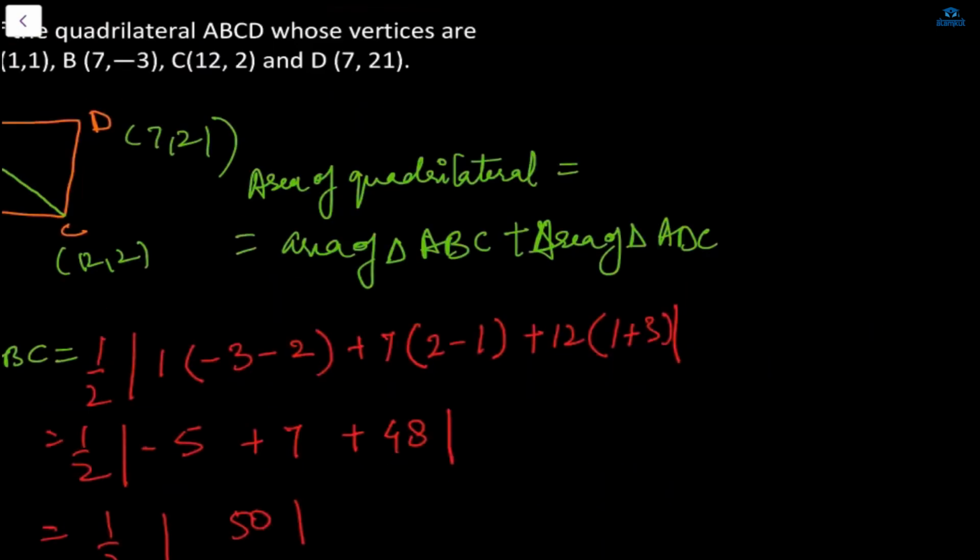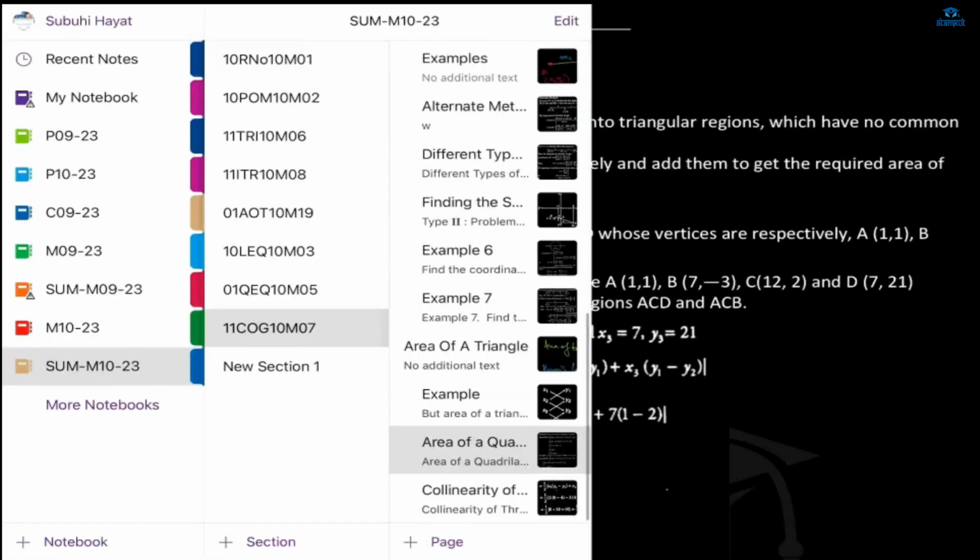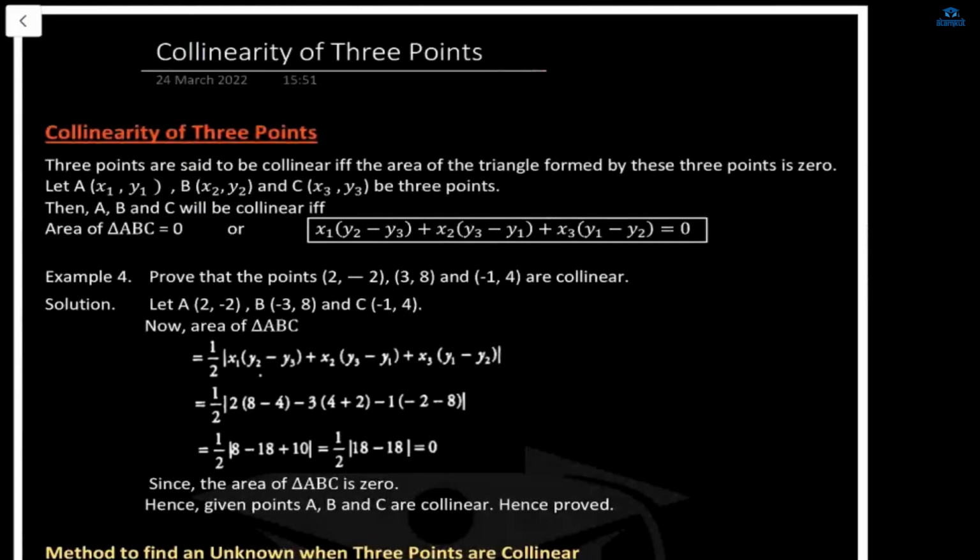Now comes one of the concepts: collinearity of 3 points. When we are checking the collinearity of 3 points, the three points are given and it is asked in the question whether they are collinear or not. When you find the area of the triangle, the area should be 0. When the points are collinear, the area of the triangle should be equal to 0.